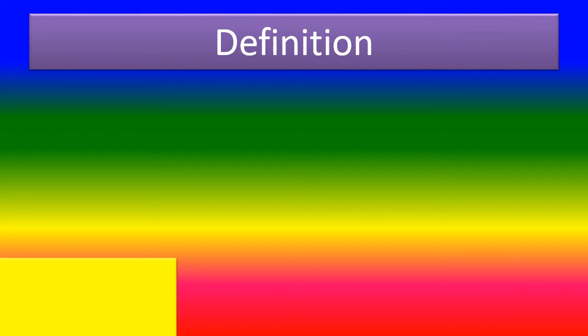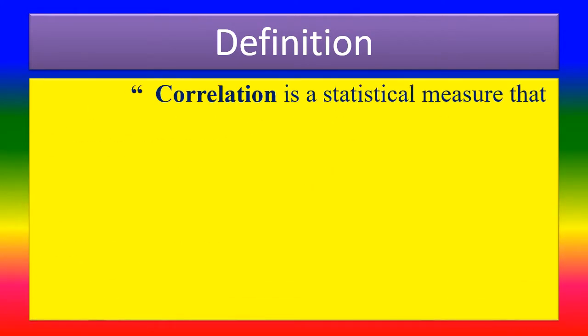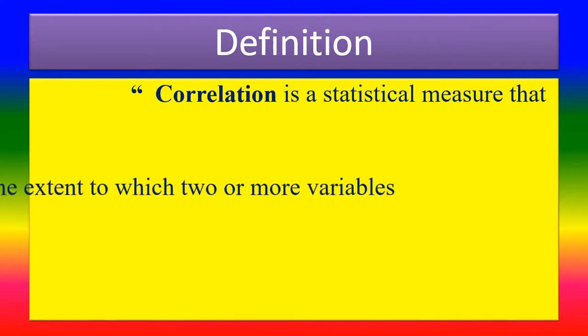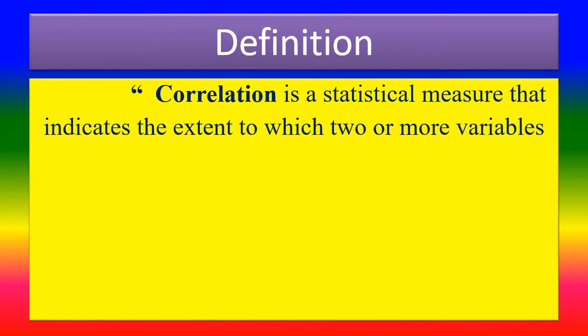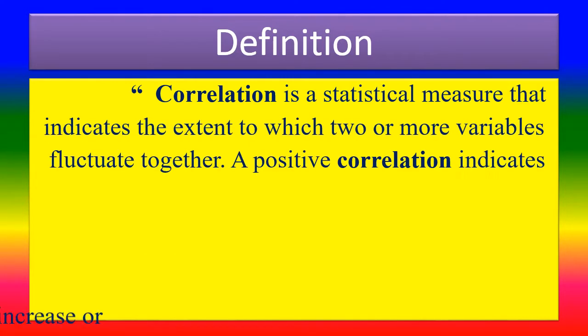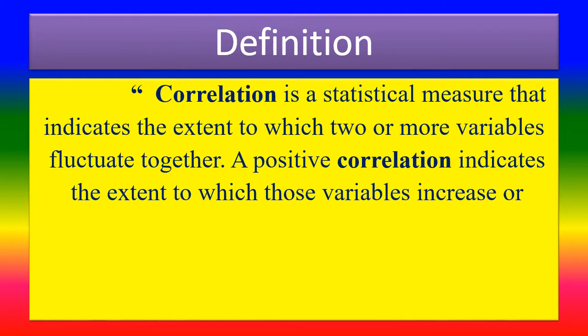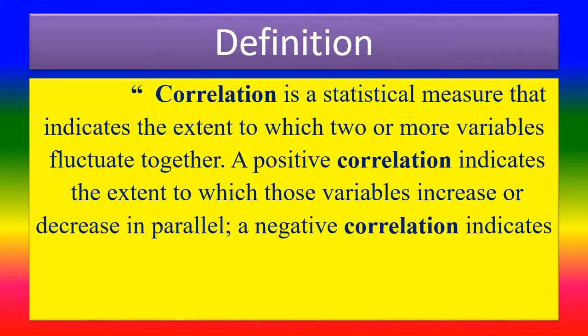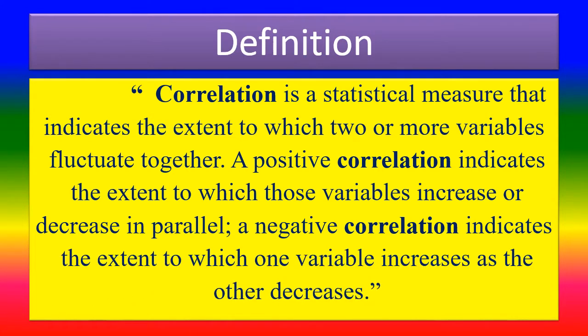Define correlation method. It is a statistical measure that indicates the extent to which two or more variables fluctuate together. A positive correlation indicates the extent to which those variables increase or decrease in parallel. A negative correlation indicates the extent to which one variable increases as the other decreases.